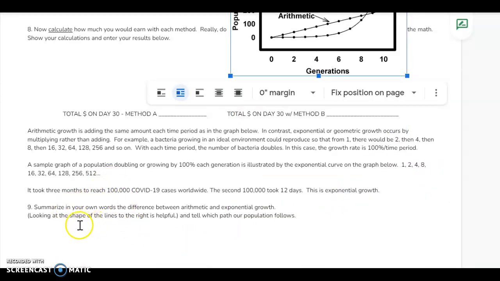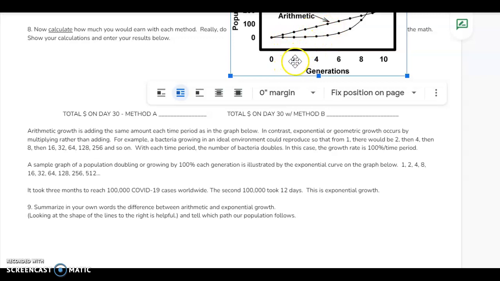Okay, I scrolled down a little farther, and I'm seeing this number 9, summarize in your own words the difference between arithmetic and exponential growth. It says, looking at the shape of the lines, tell which our population follows. So it's this graph up here. And it actually talks about why these look the way they do. So arithmetic growth is adding the same amount each time period. And if you look at this, you can see that's true.